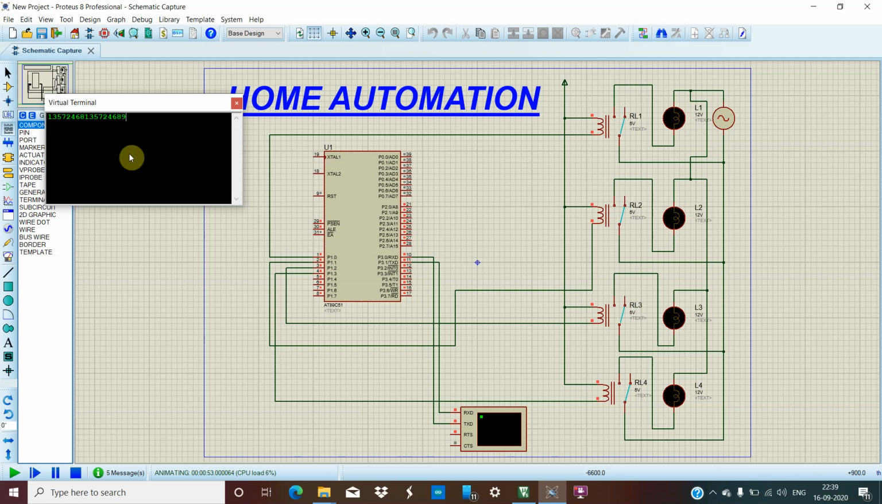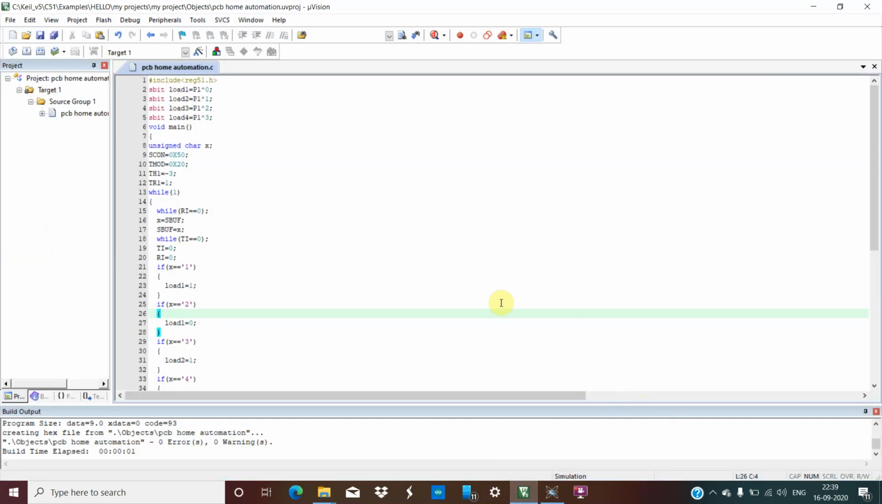Okay, now let me show you the back end, that is the coding part. Initially, this is port 1, which I have given as load: port 1 first pin, port 1 second pin, and port 1 third pin we have given as load. SCON is the serial controller, TMOD is the timer, TH1 is the baud rate, that is the number of bits transmitted per second, and TR1 is the timer.